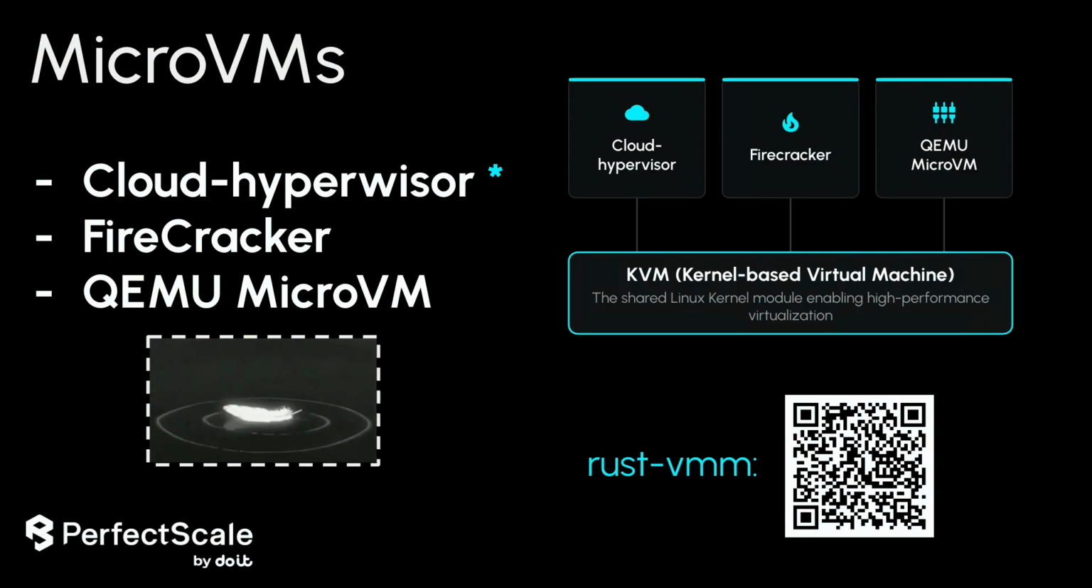And then there is this set of libraries called Rust VMM that was taken out of Firecracker, and then Cloud Hypervisor was created on top of that. So there is a reason for that, of course, because Rust is highly performant and memory safe.